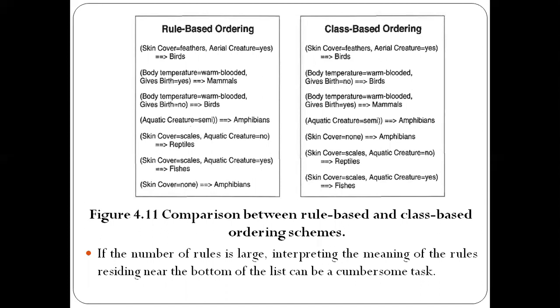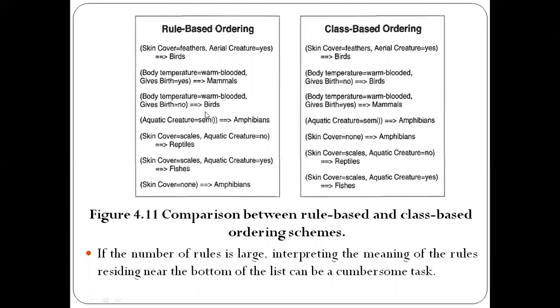For ordering the rules in the rule set, we have two methods or mechanisms. One is rule-based ordering, and the second one is class-based ordering. In rule-based ordering, all the rules will be ordered according to a best quality measure. We will be using a quality measure in order to order the rules. And in class-based ordering, all the rules having the same class will appear together.